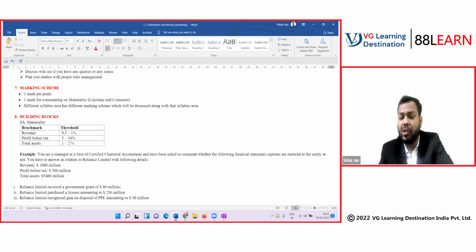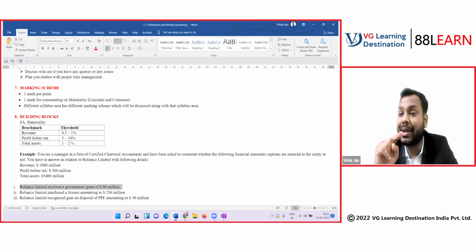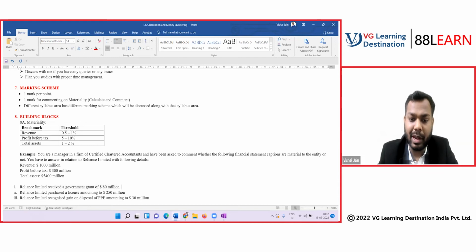Now tell me which benchmark you have to select. You have received a government grant that is recognized as revenue, grant income, right? So the appropriate benchmark can be revenue and profit before tax. Tell me yes or no. Second, the purchased license is capitalized, right? So the benchmark here is total assets.